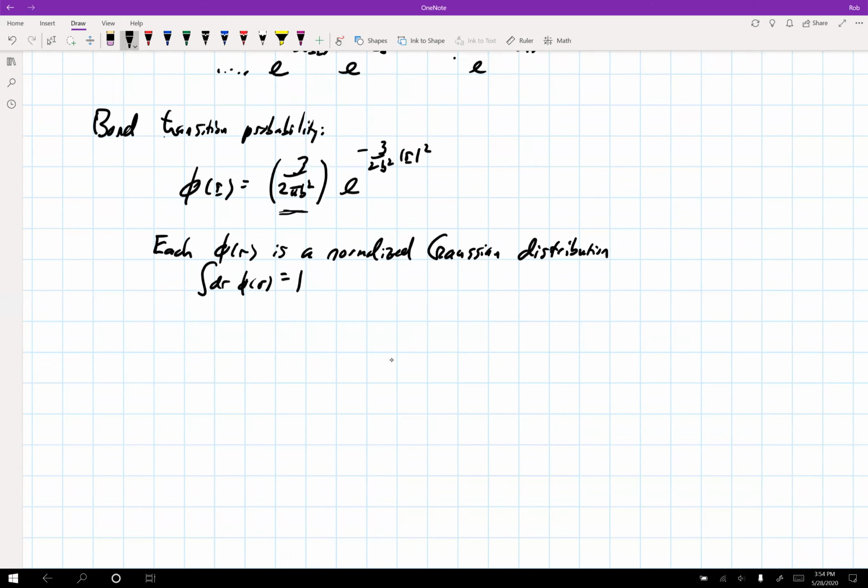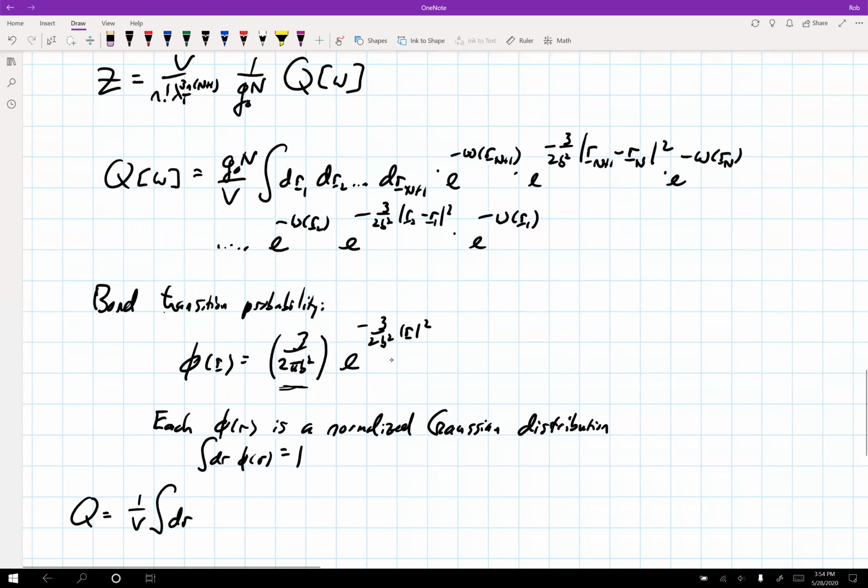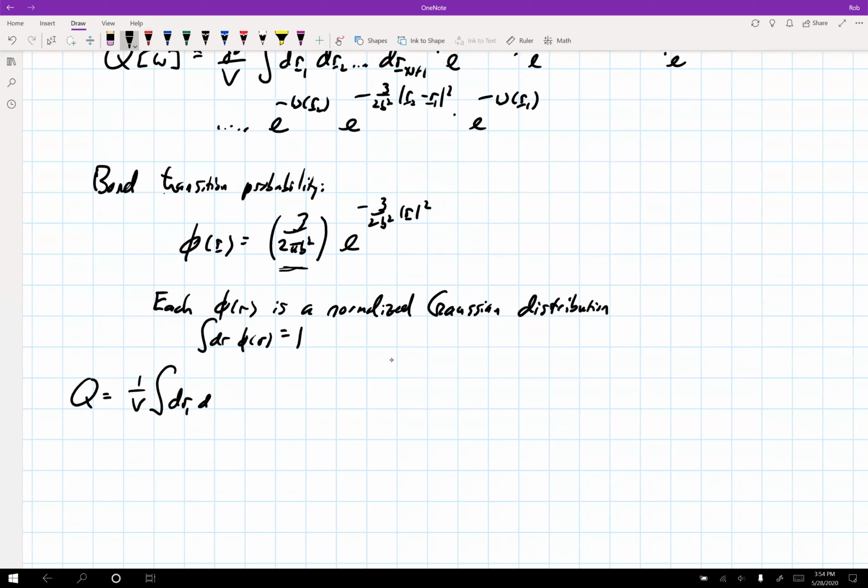Okay, and so now we get Q is 1 over V integral, written similarly to how I did it above. So now we have e to the minus w of r n plus 1, phi of r n plus 1 minus r n, e to the minus w of r n, and so on and so forth until we get down to the end of the chain.